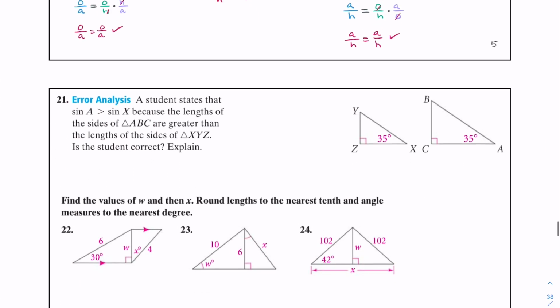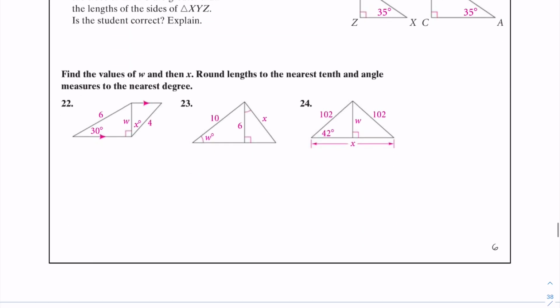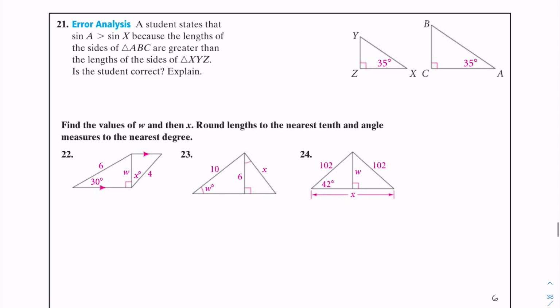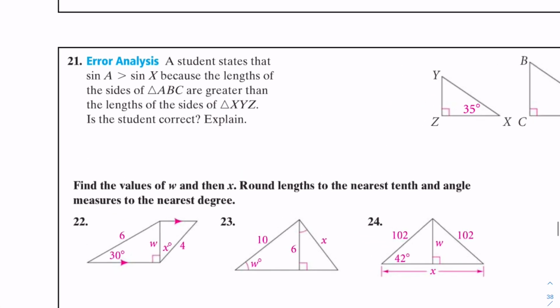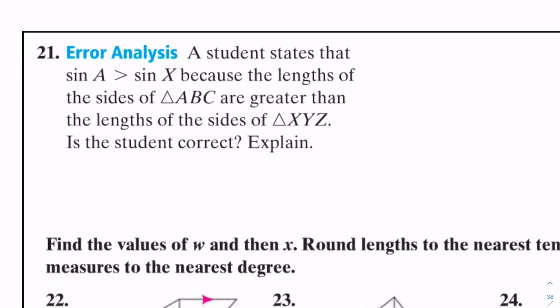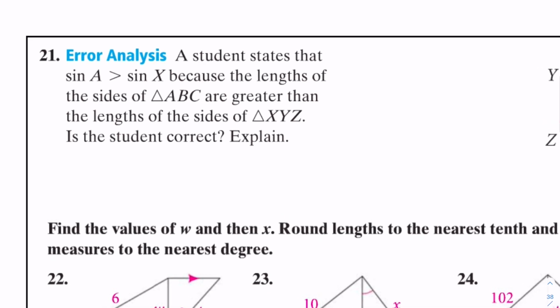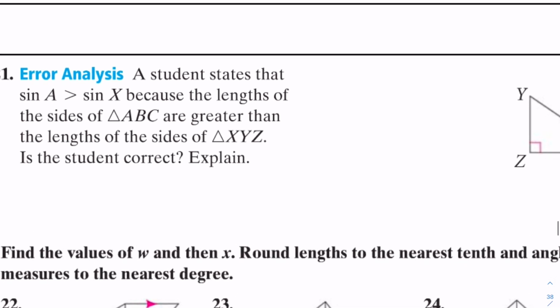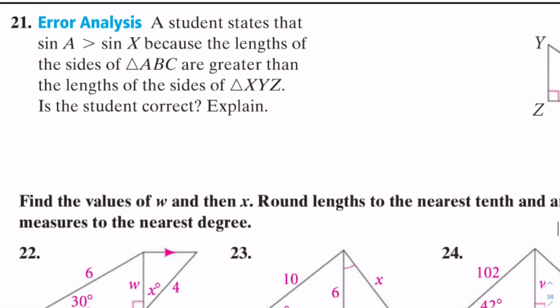All right, couple more, and then we'll be done. We have one slide left, okay? So it says, error analysis. A student states that sine of A is greater than sine of X because the lengths of the sides of triangle ABC are greater than the lengths of the sides of triangle XYZ. Is the student correct? Explain.